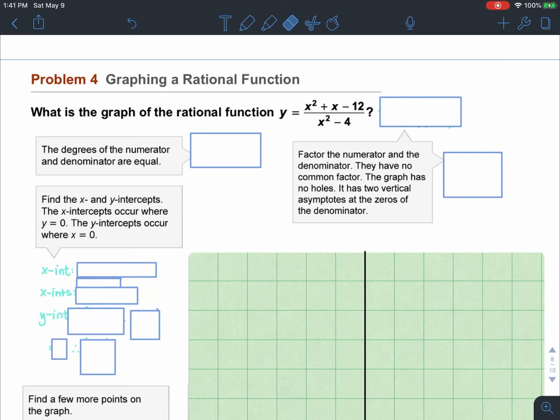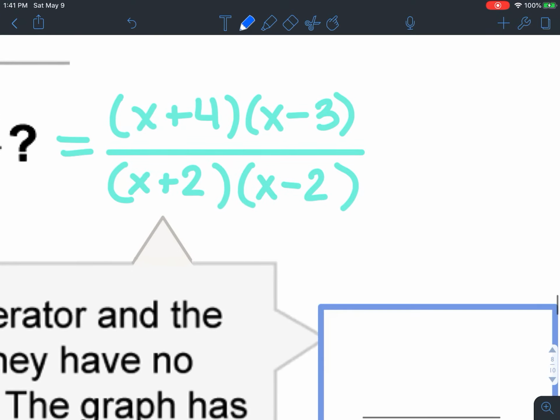Okay, so what is the graph of this rational function? The first thing you want to do is factor, and that's what I did there. The next thing we're going to do is look at the degrees for the horizontal asymptote. It's easier to find the degree from the non-factored form. You could find it from the factored form, really, though, just by counting the x's.